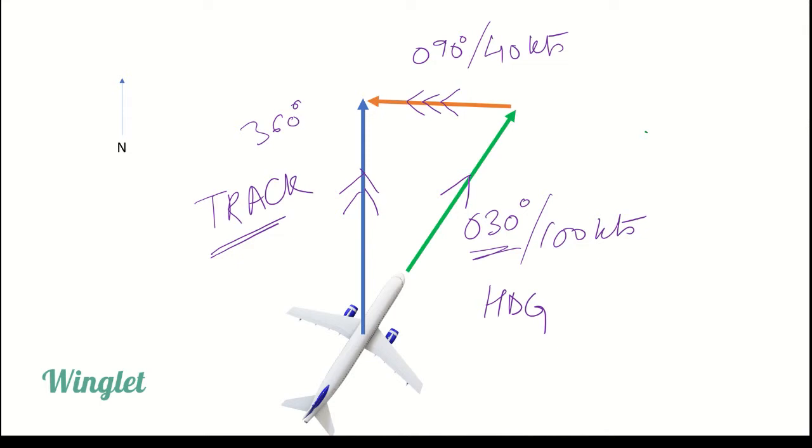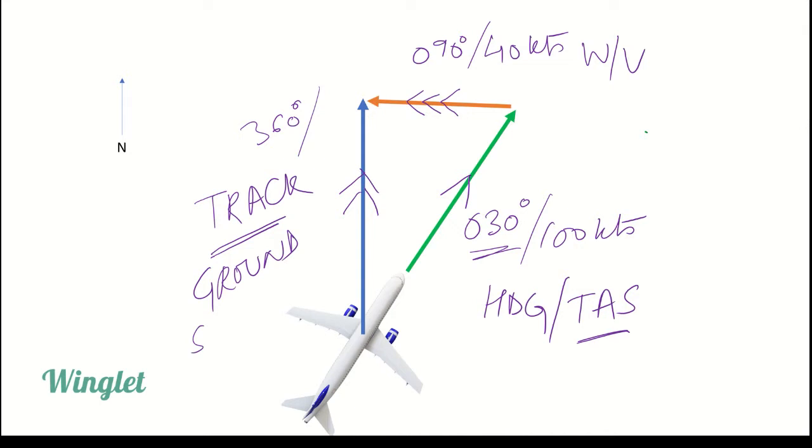Now what is going to be our speed? Our speed is going to be the vector sum of our true airspeed. So on this side is heading and true airspeed. This side is wind velocity, and on this side we get track and ground speed. This is the speed at which you are traveling on the ground, or covering distance, and this triangle is called the wind triangle.